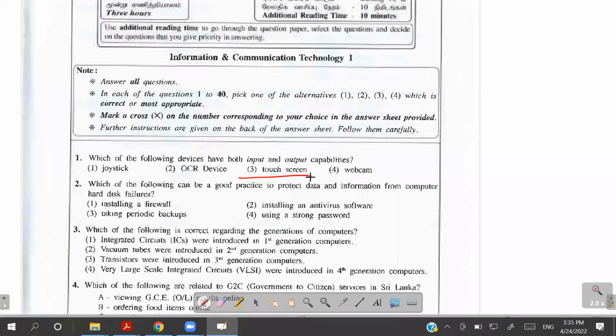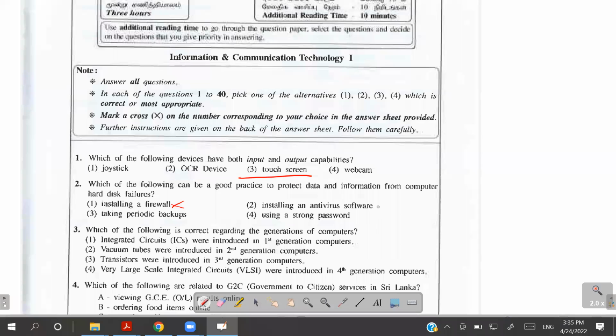Right, so the first answer, touch screen. Second, which of the following can be good practice to protect data information from computer hard disk failure? Installing a firewall. A firewall will provide you a security barrier, but it will not block the people who are trying to access the system or the network without authorization, right? It is not that capable. So installing a firewall is incorrect.